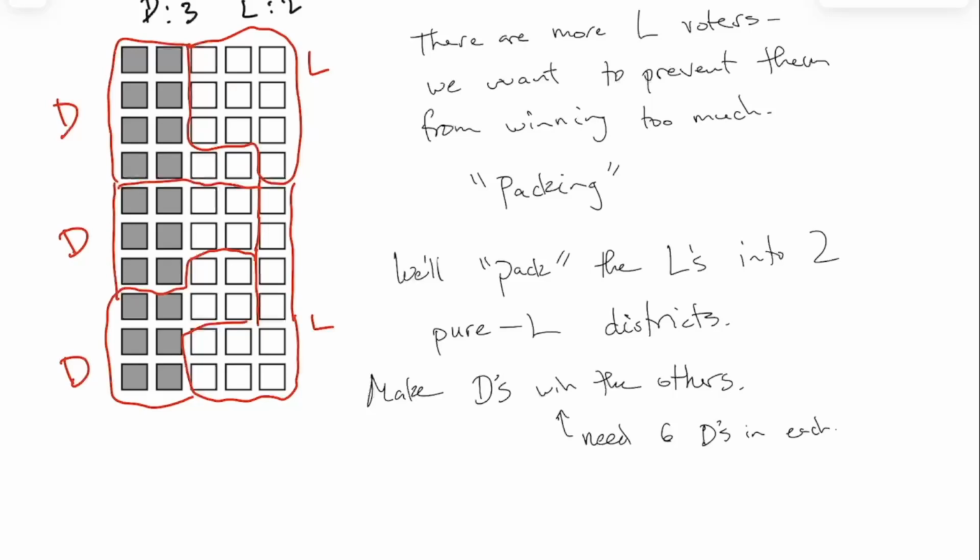So these 2 basic strategies are packing and cracking. Sometimes you want to push a lot of people together, which means there will be less of them to win in the other districts. Or sometimes you want to split people apart so that they can't win very much of anything. All right. I have another example.